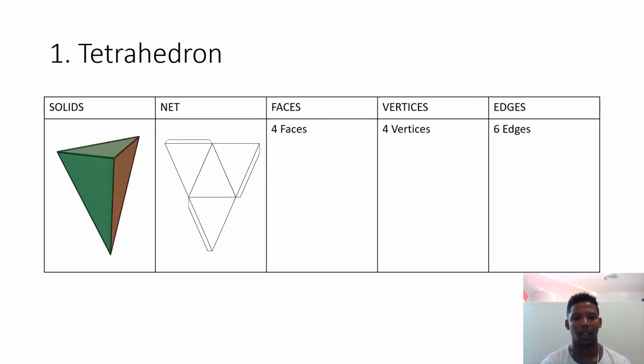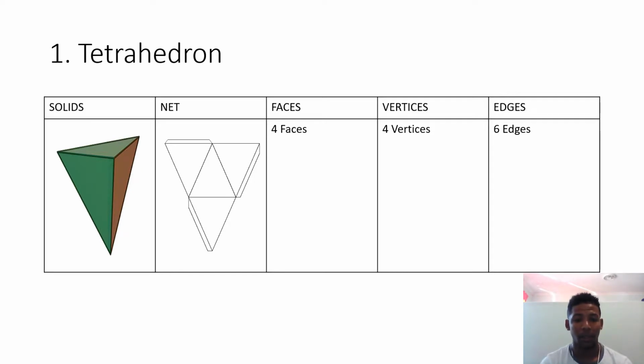Next, we have the tetrahedron, where we get the solids, the nets, the faces, the vertices, and the edges. As we can see by the solid, the tetrahedron is formed in its final shape. The net is a layout of the tetrahedron and how to combine it to make it in its final shape.